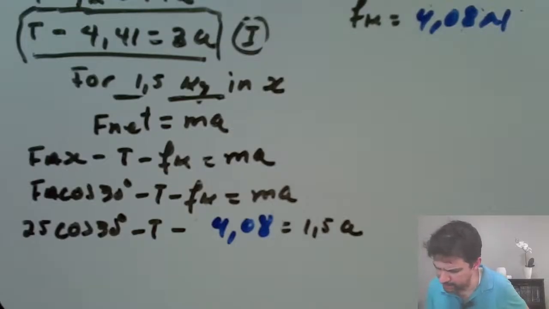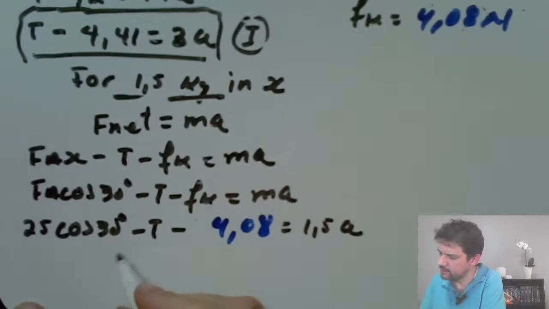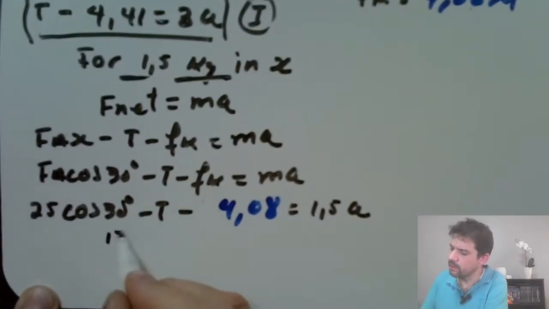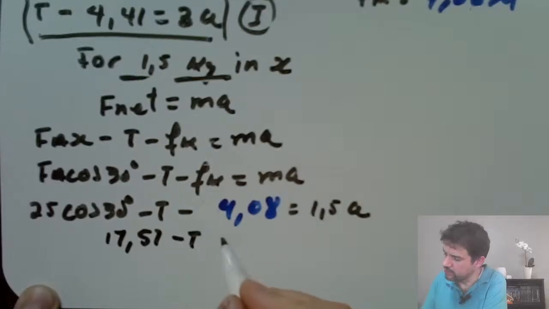So now we do the calculation. Is 25 cos of 30 degrees minus 4,08. We get that is 17,57. This one here: 17,57 minus t is equal to 1,58.